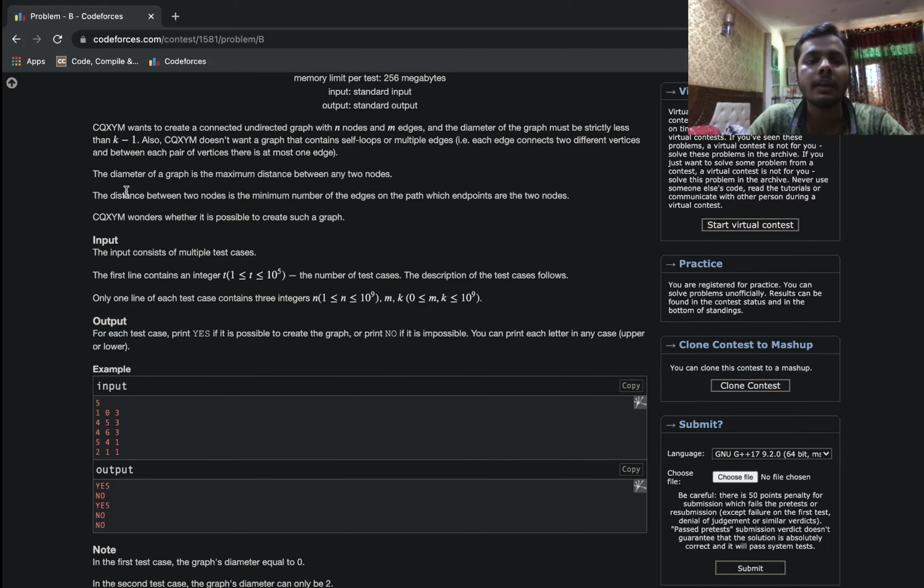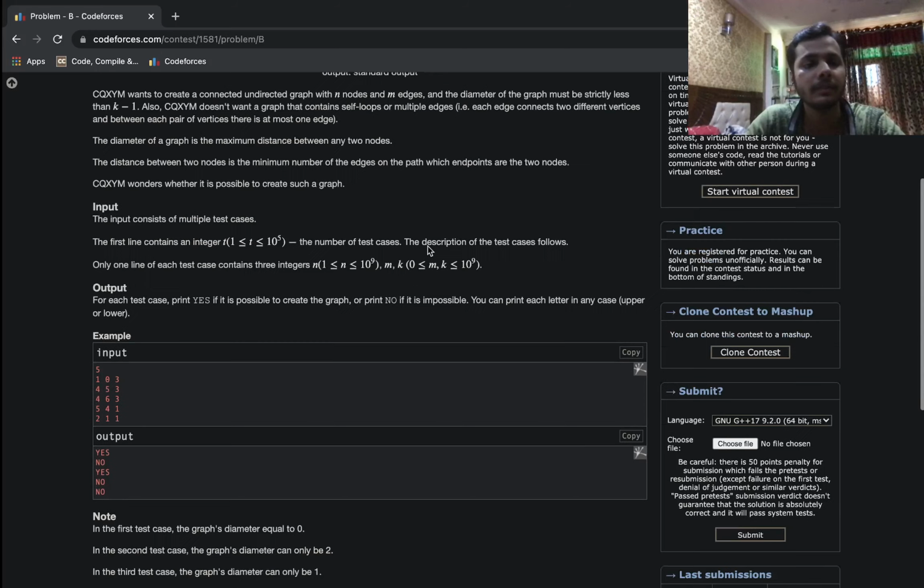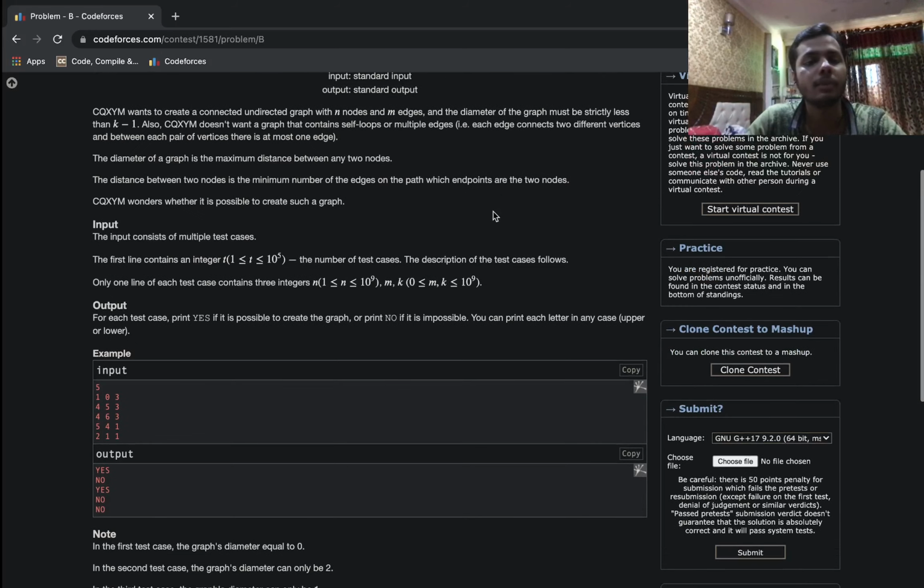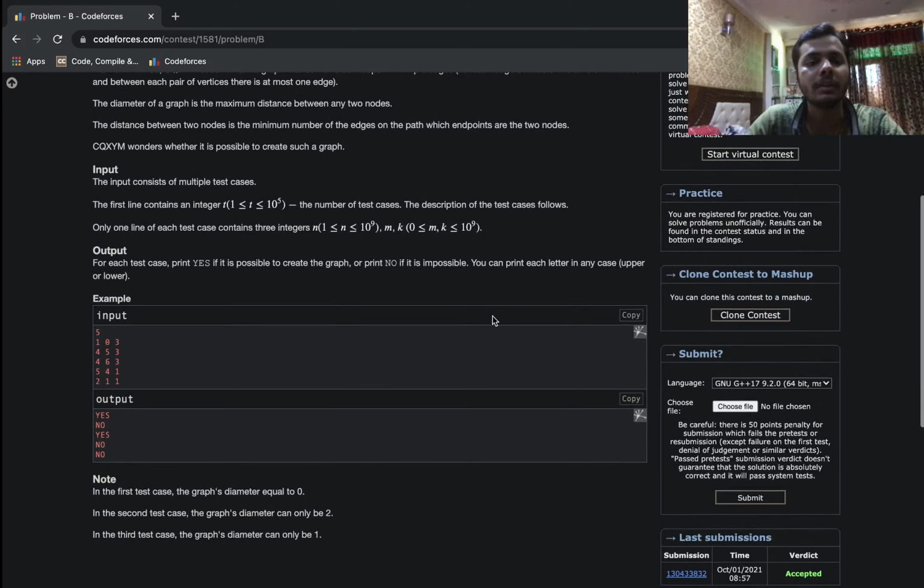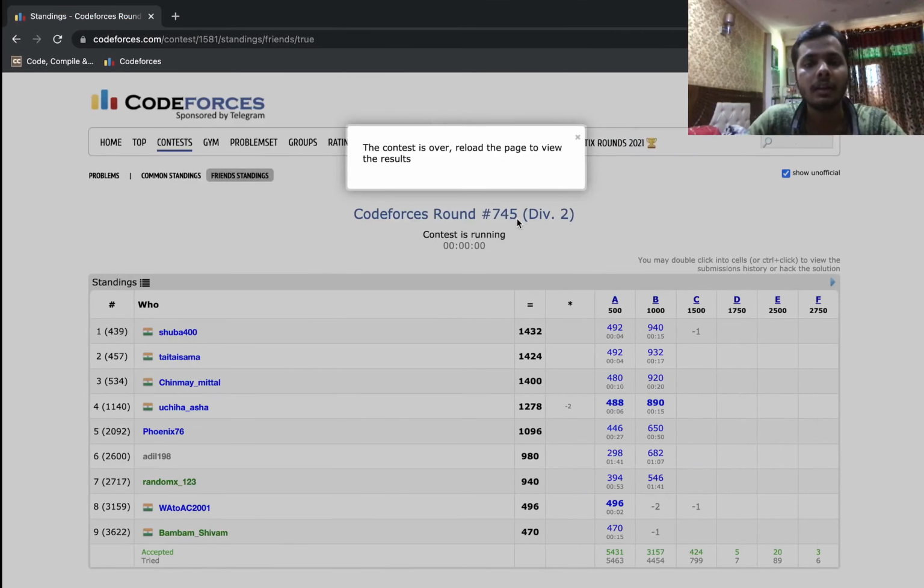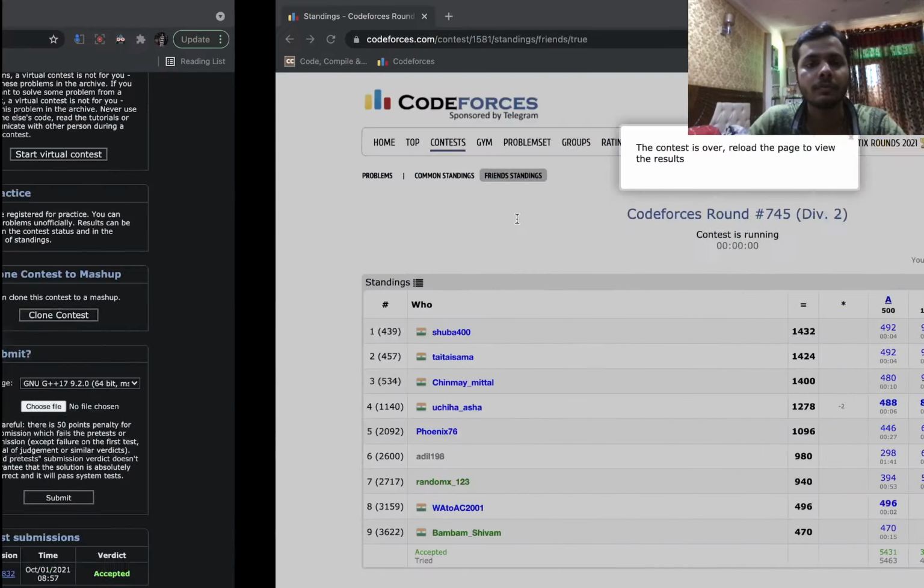That's one thing. Now the diameter of the graph, if you don't know about what a graph is, I think you can skip this problem. But for the people who know, the diameter of the graph is the maximum distance between any two nodes, and the distance between two nodes is the minimum number of edges on the path on which the endpoints are the two nodes, right? So we have to tell whether it's possible to create such a graph with the given n, m and k values or not, right? So this is the problem. Problem statement is fairly simple to understand. Let's jump to the solution now.